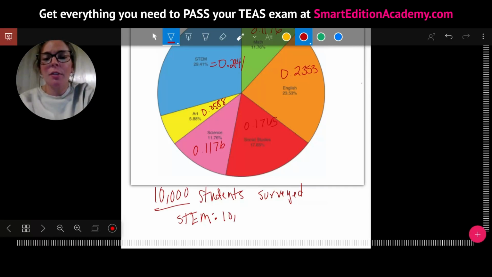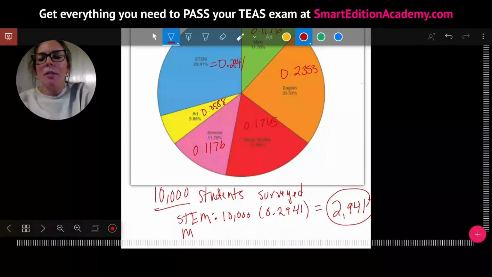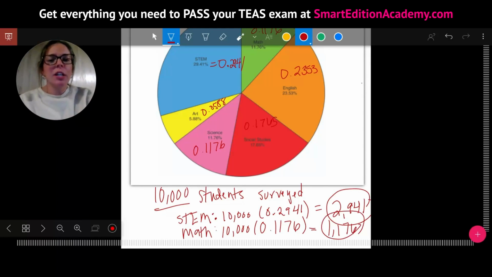Okay, so I'll just write it out so we see what we're doing. 10,000 times 0.2941 gives me 2,941 students. So that's how many students surveyed said that was their favorite subject. Let's look at math. You take the 10,000, multiply it by the decimal version of your percent. Okay, and it would be 1,176 students. Okay, so I could do that for each subject.